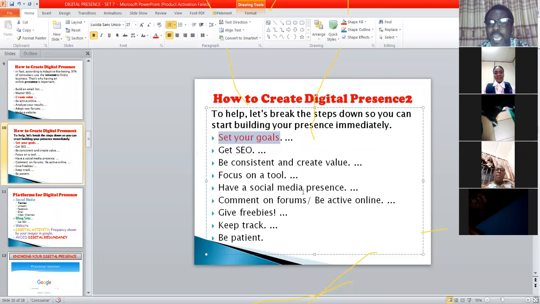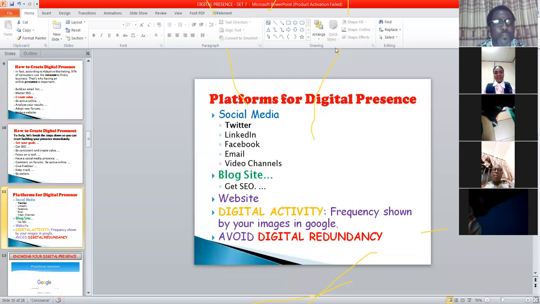So have a social media presence and comment on forums, be active online. I've said that. When you see someone who has a blog, maybe I will see teach about digital friendship. You have a digital presence, you comment online. These things will help you. But the type of comment, you have to be careful, because we'll be checking that very shortly.